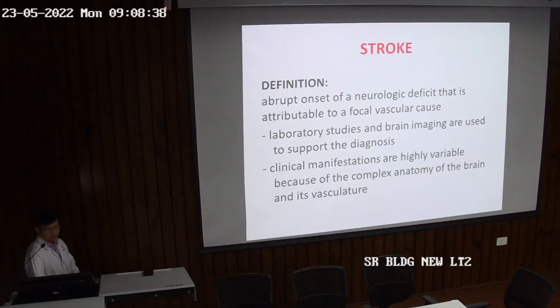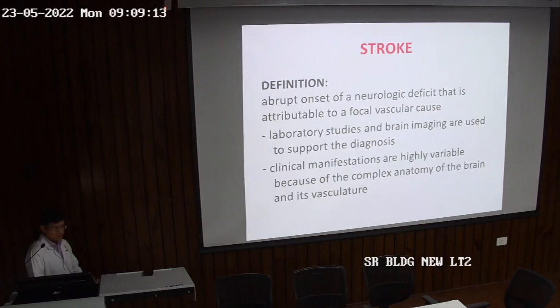So what is cerebrovascular accident or the stroke? In common nomenclature, it is known as the stroke. It is the abrupt onset of a neurological deficit which is attributable to a focal vascular cause. So there will be a sudden onset, and there will be a neurological deficit attributable to a focal vascular cause. And how will you diagnose the cerebrovascular accident or the stroke?